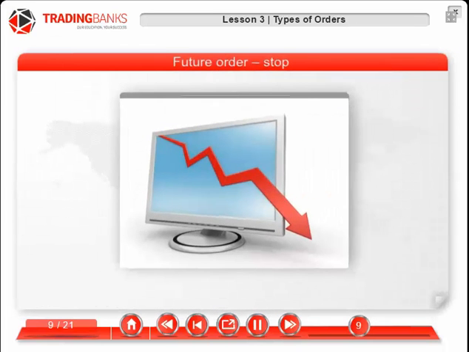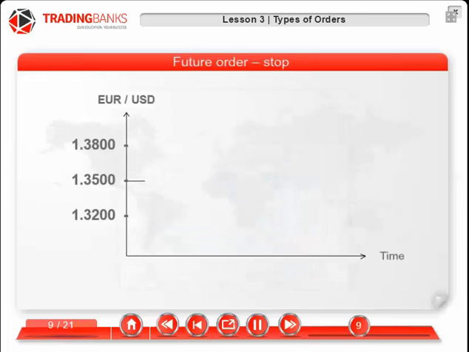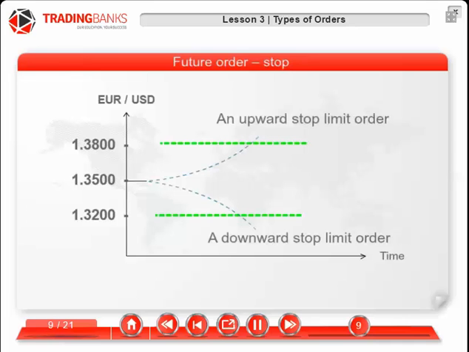Future order, stop. This order functions similarly to the limit order, but in the opposite direction. Utilization of this order is relatively rare, and a portion of the brokers do not even offer this option at all. For example, let's assume that the market price for trading of the currency pair euros to dollars stands at 1.3500. A purchase stop order would be set above 1.3800. A sale stop order would be set at below 1.3200.